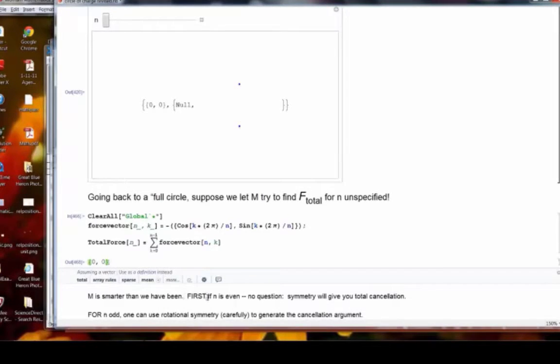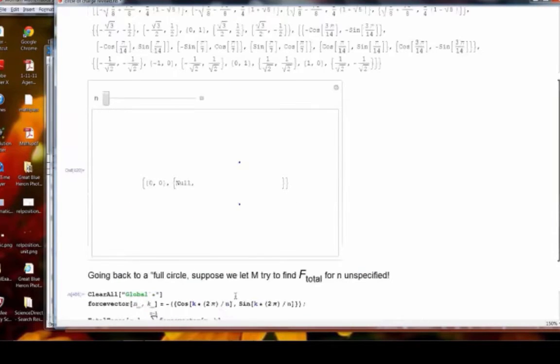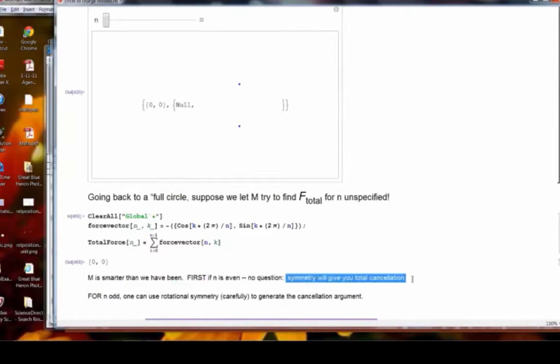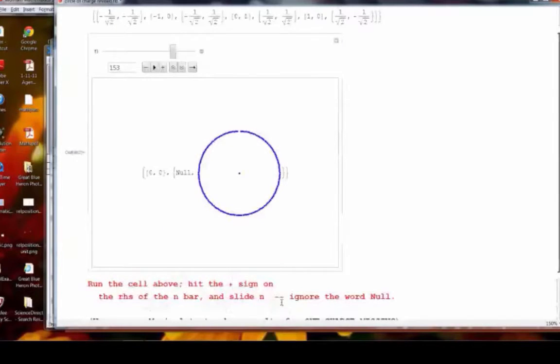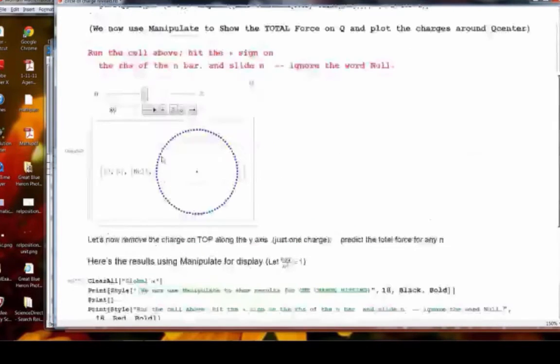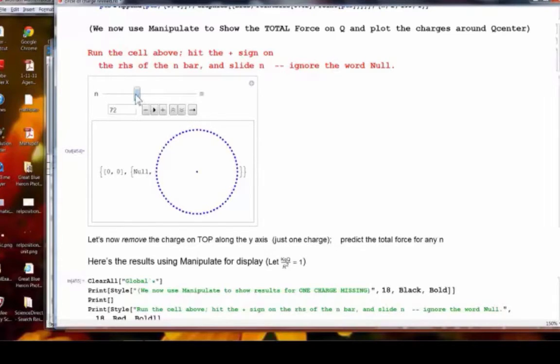First, I've already shown you that if n is even, there's no question. Symmetry will give you total cancellation. But what about n equals odd? Well, one can use what's called rotational symmetry. One has to be very careful to generate this cancellation argument. And I'll try to give you quickly what that looks like. So let's go back here. So we see the single points. And so if I were like this, n equal 23 say, and I wanted to argue even with odd numbers, we should get 0.